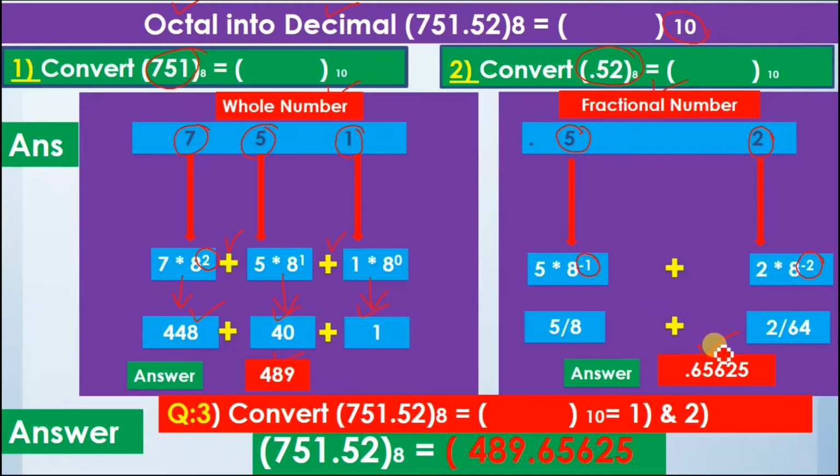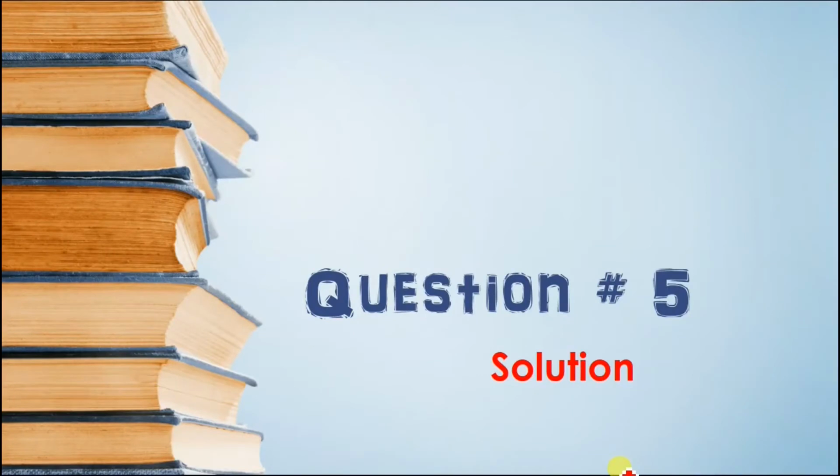So we will combine them together to get the final answer by combining part 1 and part 2. So the final answer is 489 comes here, and then we have the decimal point, and then 65625 comes here. So we combine the answer of part 1 and also part 2 to get this final answer. And we can say that the number 751.52 in octal is equal to 489.65625 in decimal.